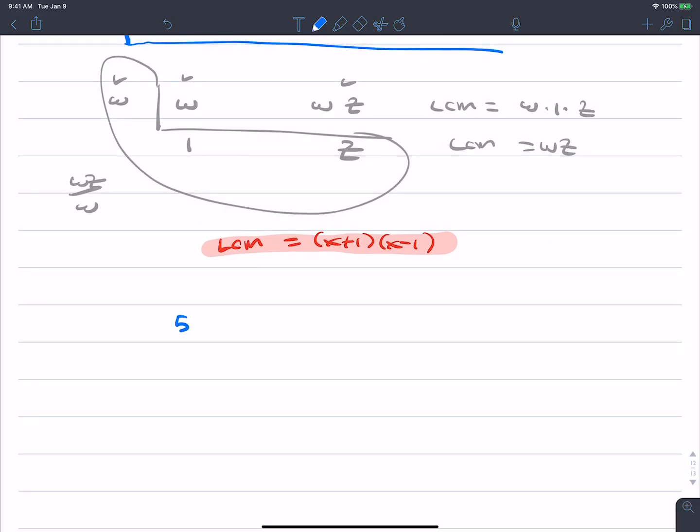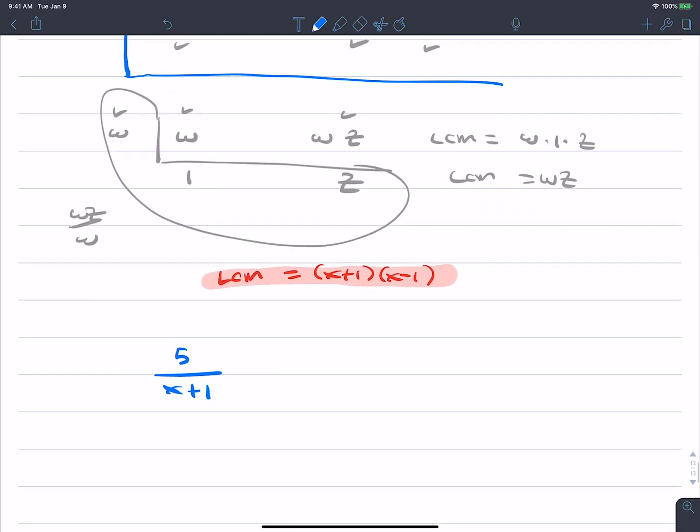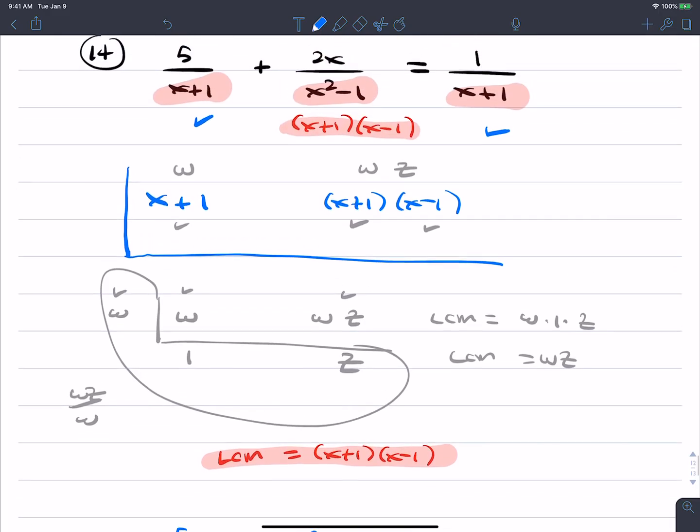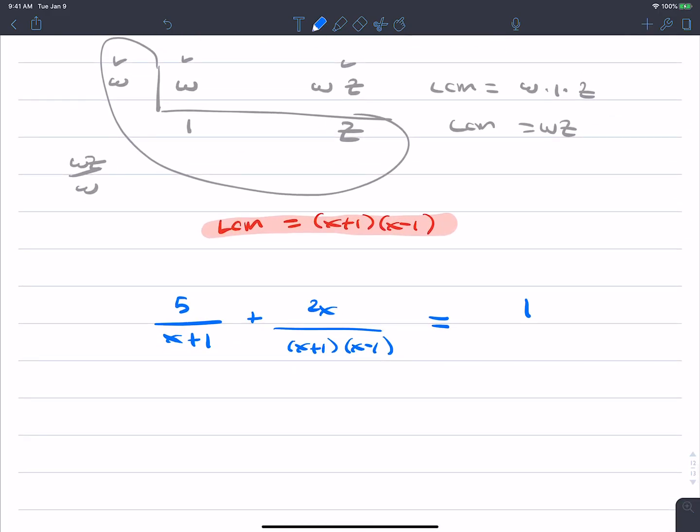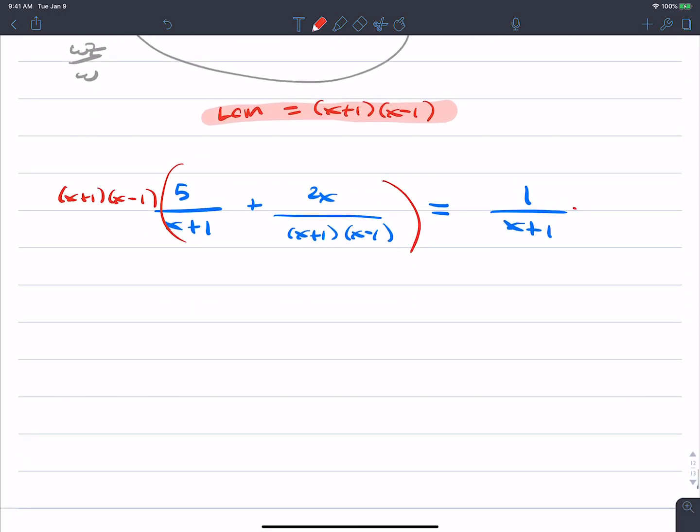So I have 5 over x plus 1 plus 2x over x plus 1 times x minus 1. And then that's going to equal what? 1 over x plus 1. What do we multiply here by? X plus 1 times what? X minus 1. To the left side and to the what? Right side.